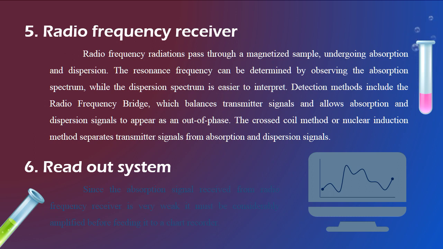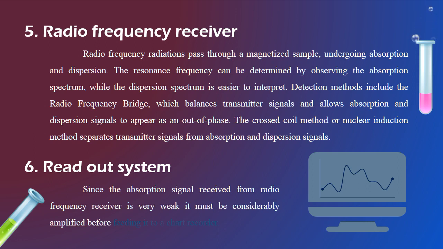The readout system. Since the absorption signal received from the radio frequency receiver is very weak, it must be considerably amplified before feeding it to a chart recorder.